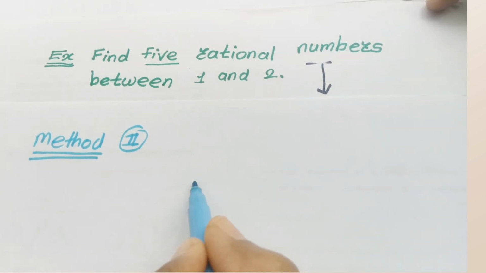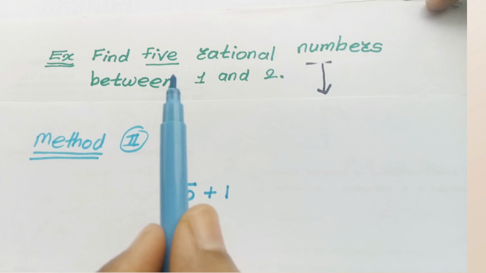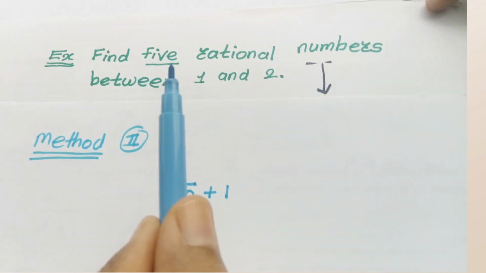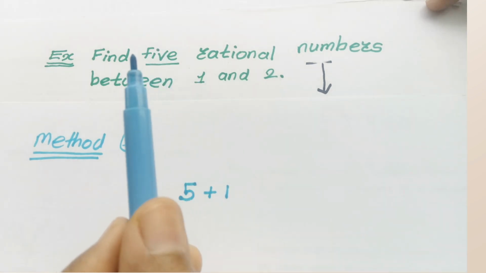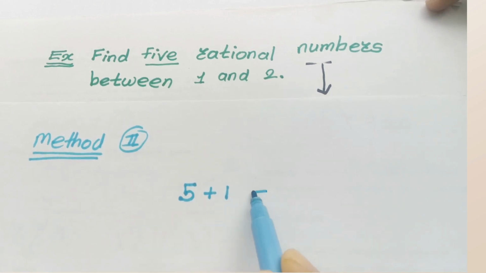So here we have to find 5 rational numbers, so we take 5 and add 1 to it. That is, if we have to find a certain number of rational numbers, here it is 5 rational numbers, so I take 5 plus 1. So here 5 plus 1 is 6. Now the next step: in the first step, we have taken 5 plus 1, which is 6.